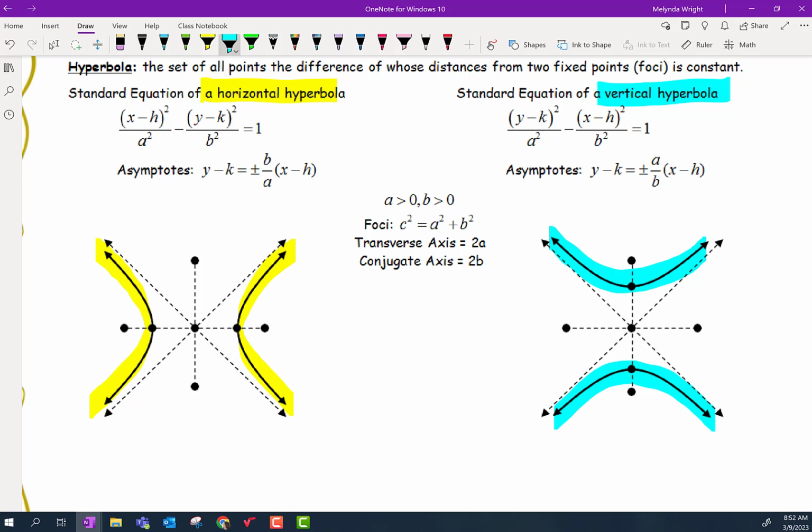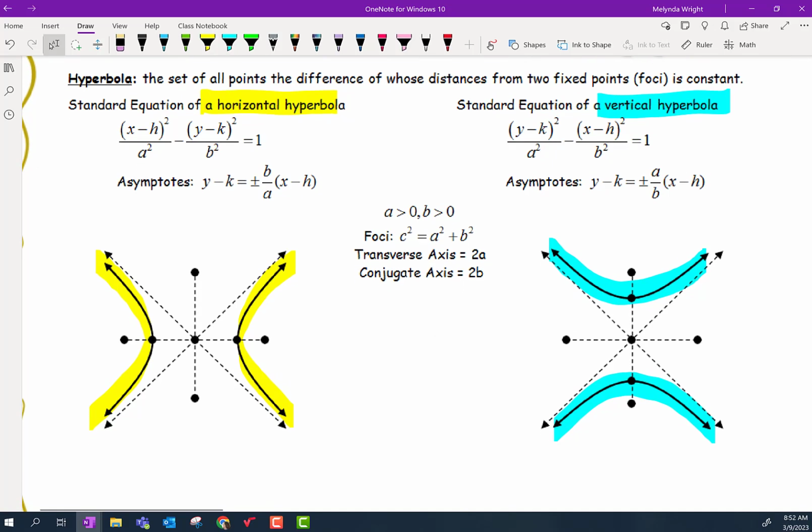How do we know which is which? What we're looking for is the positive fraction. If we look at this positive fraction, it has a y in it. So that means it's going to be a vertical hyperbola. Over here, this positive fraction has an x in it. So that means it's going to be a horizontal hyperbola. That's how we can tell where to draw the hyperbola pieces.